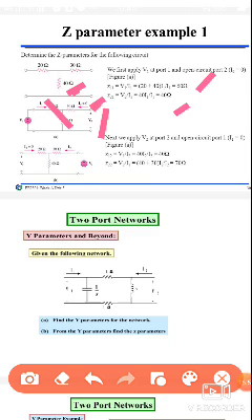Next, with the same circuit, we apply V2 at port 2 with port 1 open circuited, so I1 equals 0.